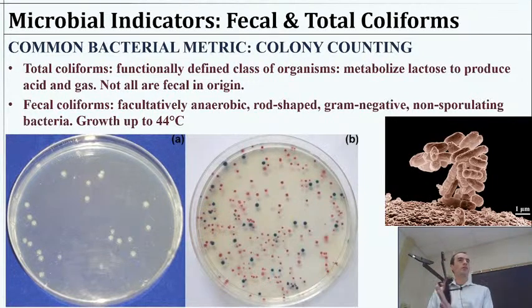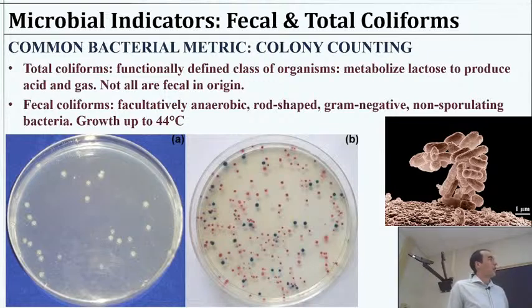And so we try to distinguish it a little further, because not all of the total coliforms are fecal in origin, and in some places where we sample, maybe there's just a lot of total coliforms that are not necessarily fecal in origin. To try to distinguish a little bit further, we can do a fecal coliform analysis. These are defined as facultatively anaerobic, meaning part of what they do is an anaerobic process.